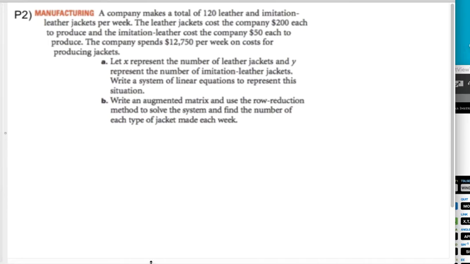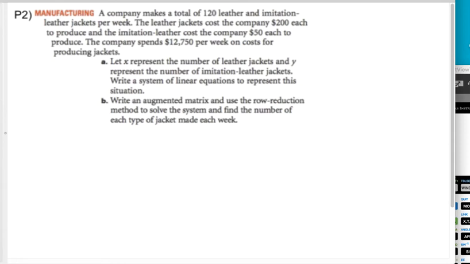Cool. So a company makes a total of 120 leather and imitation leather jackets per week. The leather jackets cost the company $200 to produce, and the imitation leather jackets cost the company $50 each to produce. The company spends $12,750 per week on costs for producing jackets. Let X represent the number of leather jackets and Y represent the number of imitation leather jackets. Write a system of linear equations to represent the situation.